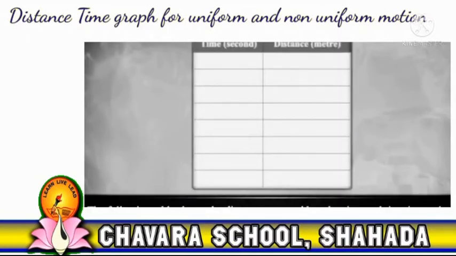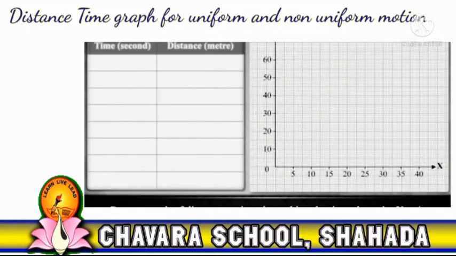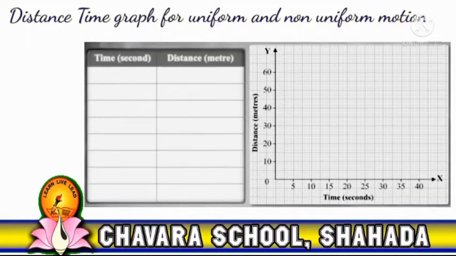The following table shows the distances covered by a bus in equal time intervals. Draw a graph of distance against time, taking the time along the x-axis and distance along the y-axis. Does the graph show a direct proportionality between distance and time?